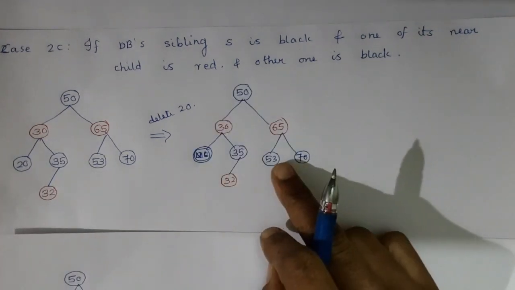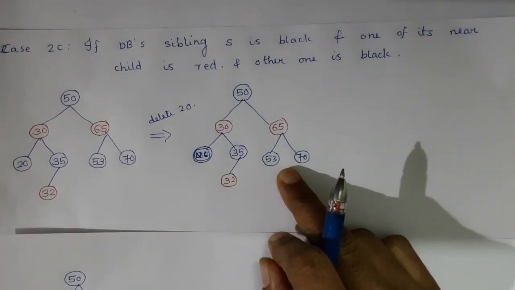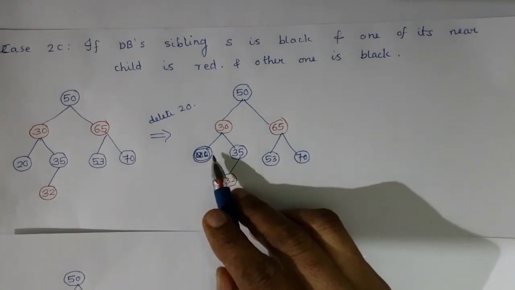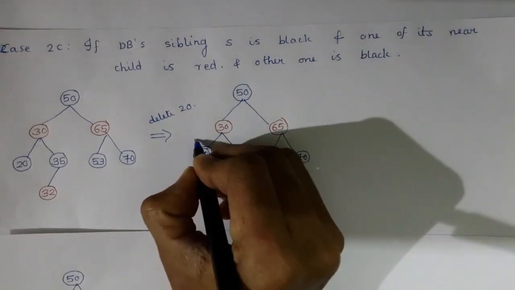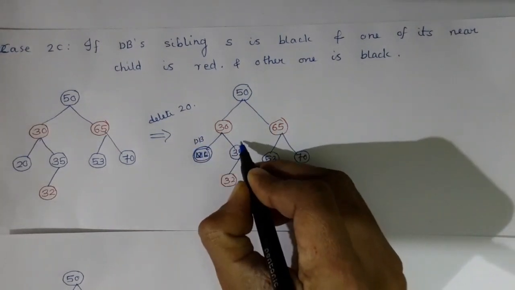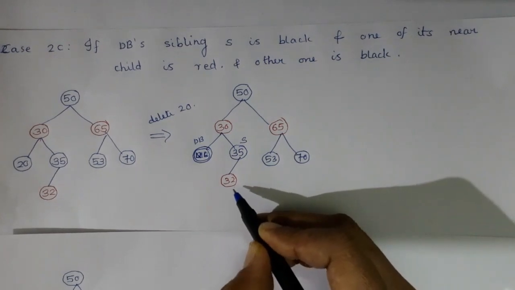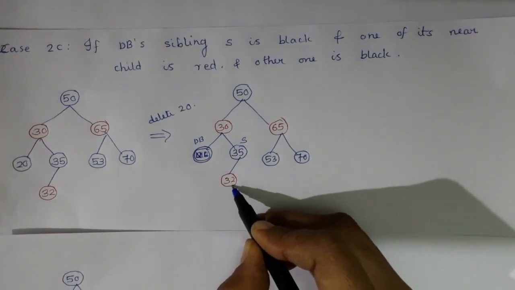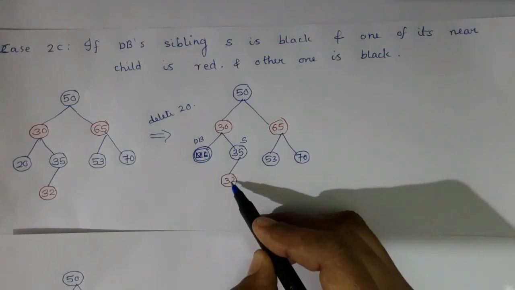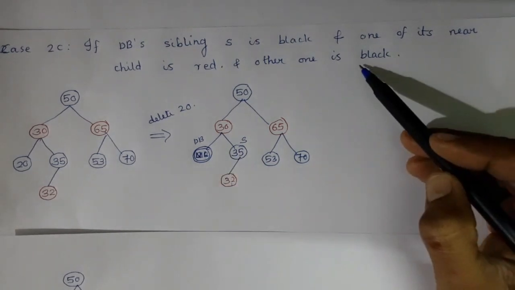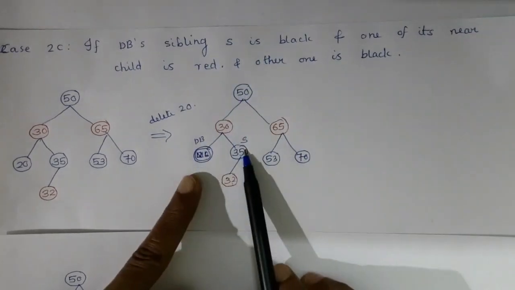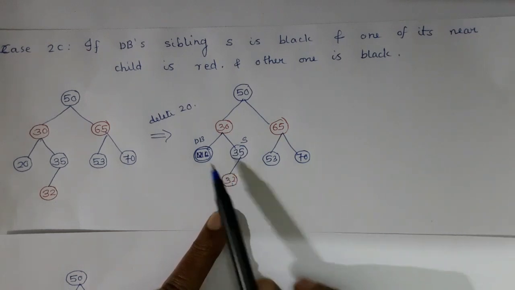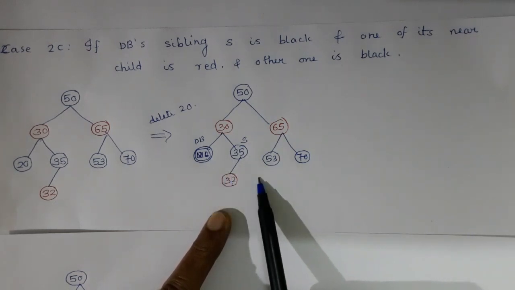So after deleting 20, we get a tree like this. Here 20 is replaced by nil node and it is double black. Now this is the double black node and its sibling S is black and one of its children is red and the other is black, and this red child is near to double black node. So that is the case 2C. Double black sibling S is black and one of its near child is red. Near child means it is near to double black node and the other one is black.